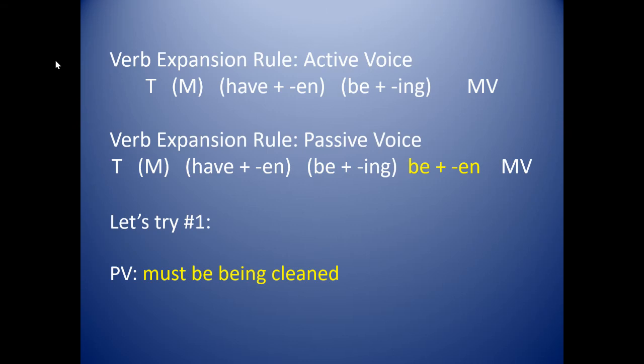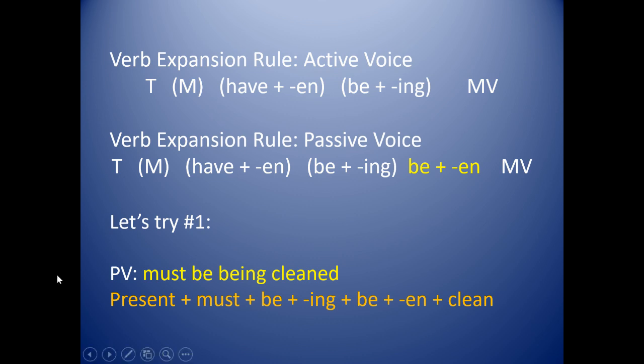Today, we're going to move from passive voice back into active voice. So, working in reverse, we're going to take a passive voice verb and then change it into its active voice using the verb expansion rule. So, if I start with the passive voice verb with your note sheet, which says must be being cleaned, number one, well, I would then string out using the verb expansion rule for passive voice and have it look like this. That is the present of must plus be plus ing, because there's an ing in here.